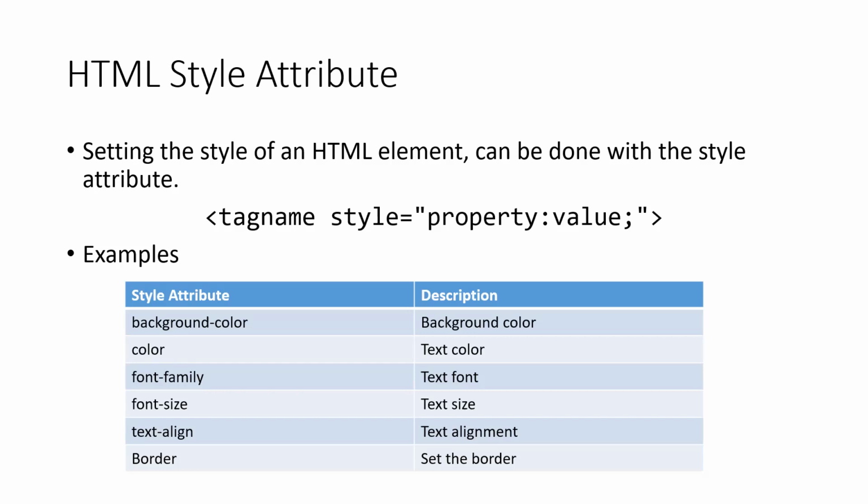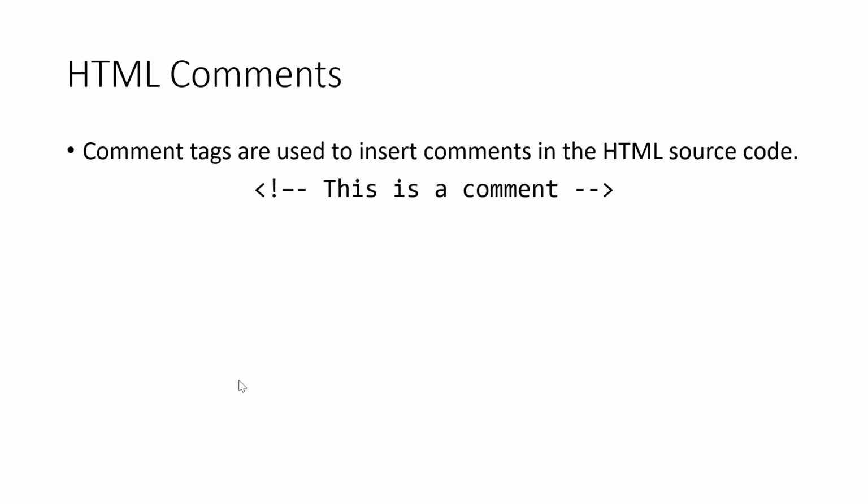Right? Similarly, color attributes could be used to change the text color, font family for the font and size, and text alignment, and sometimes you can specify border. So these are the style attributes available.